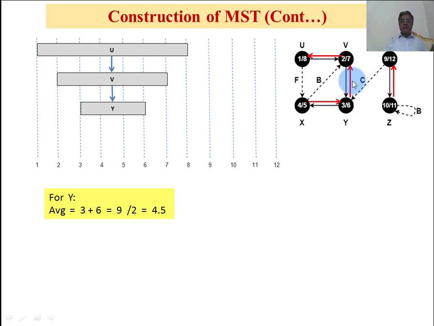Now we are processing Y, since V is the parent of Y. Its starting time is 3 and ending time is 6. So for Y, the average time is 3 plus 6 is equal to 9, divided by 2 is equal to 4.5. This is level 3 and this is 6. 3 to 6 was the span of Y. During this time, it has completed its processing, and we have inserted Y in between 4 and 5 because 4.5 lies here. So we have inserted Y here, not at this end, not at that end, but in the middle.